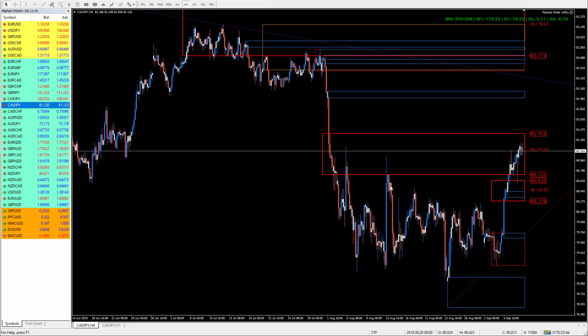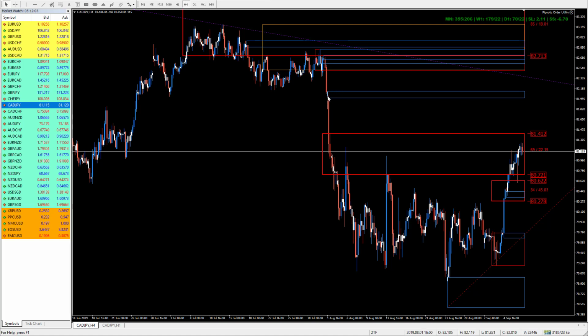Okay, so what's going on here? We have these micro areas in here. We have this area of accumulation, which is not within the body of this one. So this is a micro continuation pattern. Price tested the top of it, and now we're moving higher. It looks like we're crunching away at that. We do have this little fresh area here.